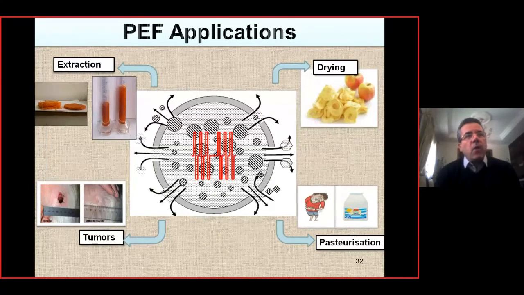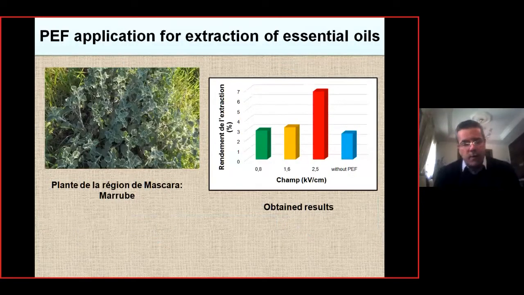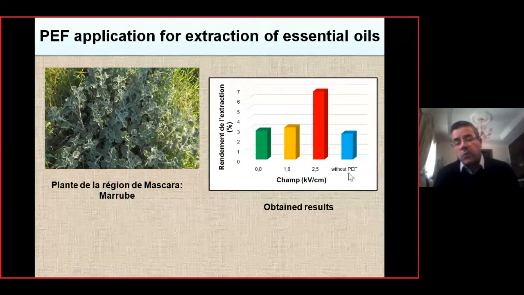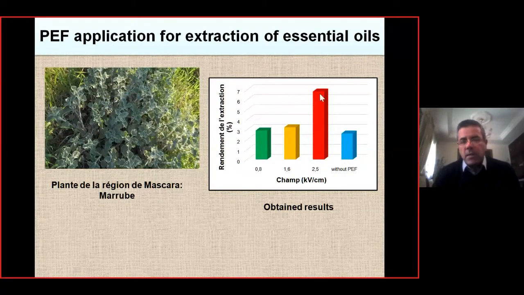It's to improve the intensification of the extraction amount of liquids, for example juices, and we used it to increase the amount of essential oils. You know, essential oil is very expensive. So this is a plant from Mascara, not far from Sidi Bel Abbas. It's called Marubu. We applied electric field 0.8, 1.6, 2.5, and without PEF, without pulsed electric field. We see that when we use electric field, the amount of essential oils is much higher.